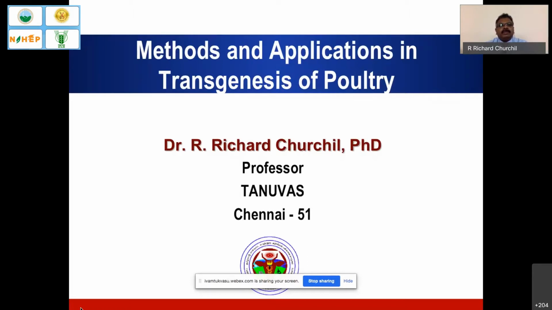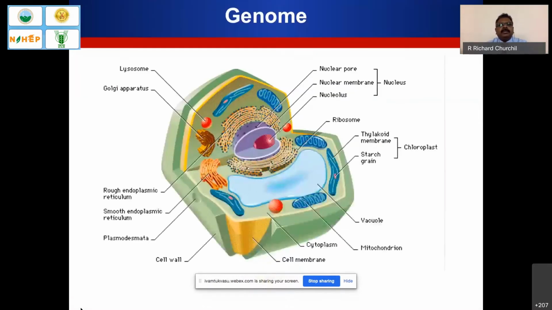So I think there are many students in this group. So I will touch upon the basics of molecular biology before going into the transgenic section. So to start with, you know the cell and the nucleus inside, and all the genome material is packed inside the nucleus of the cell.